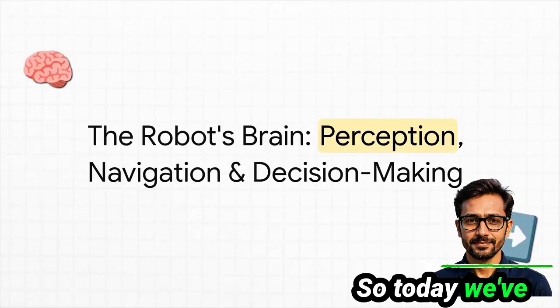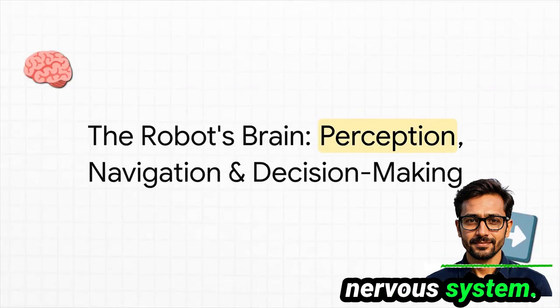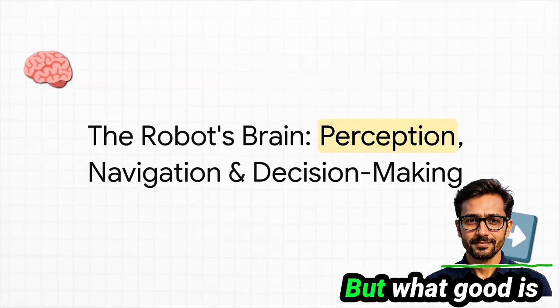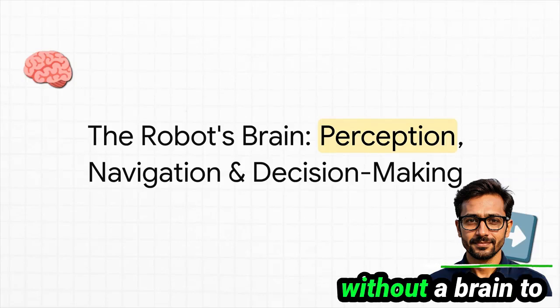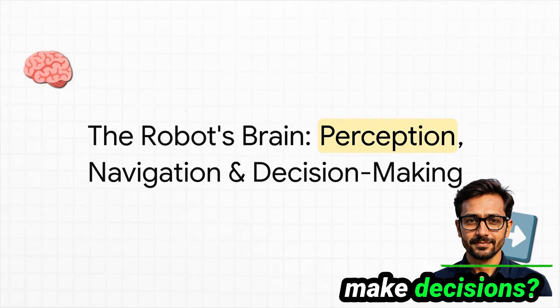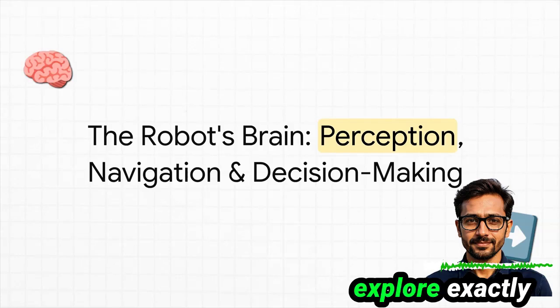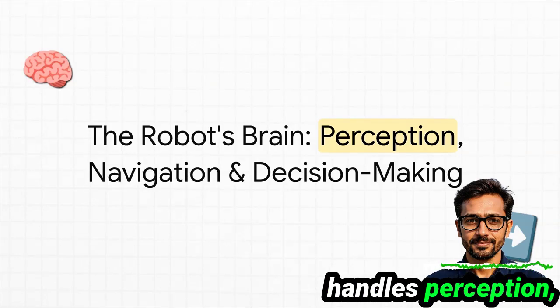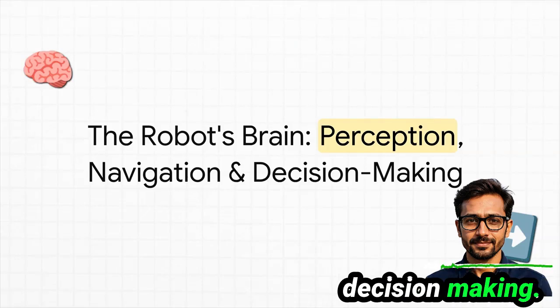So today, we've built the robot's nervous system, a fast, reliable, decentralized network. But what good is a nervous system without a brain to process all that information and make decisions? In our next explainer, we will explore exactly that, the robot's brain, and how it handles perception, navigation, and decision-making.